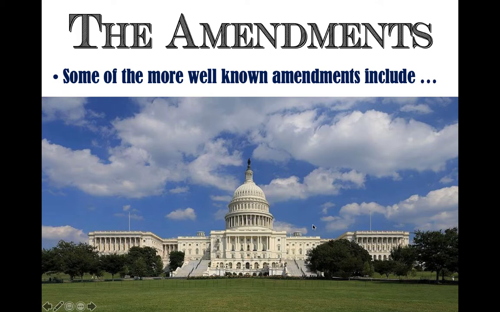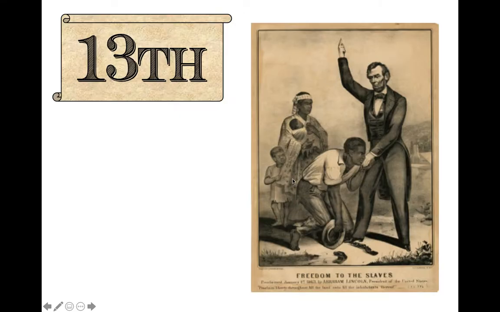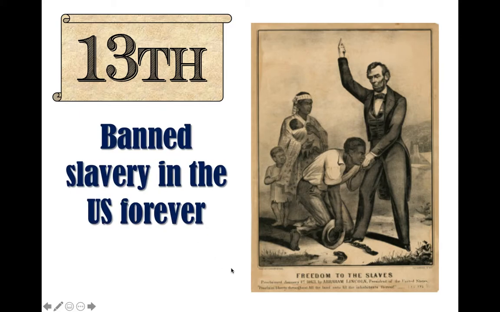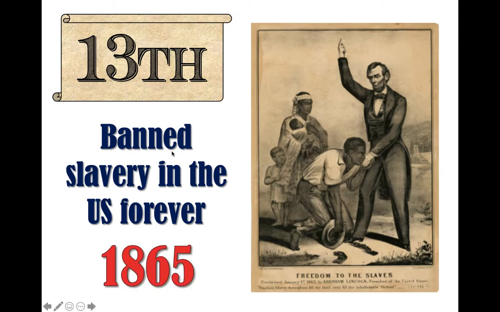Some of the more well-known amendments include the 13th Amendment, which banned slavery in the United States forever. Obviously, there would still be issues with civil rights movements all the way into the mid 1900s, and we could argue there are still some issues happening today. This was in 1865, which makes sense because the Civil War ended in 1865, and that's why there's a picture of Abraham Lincoln here, our 16th president.